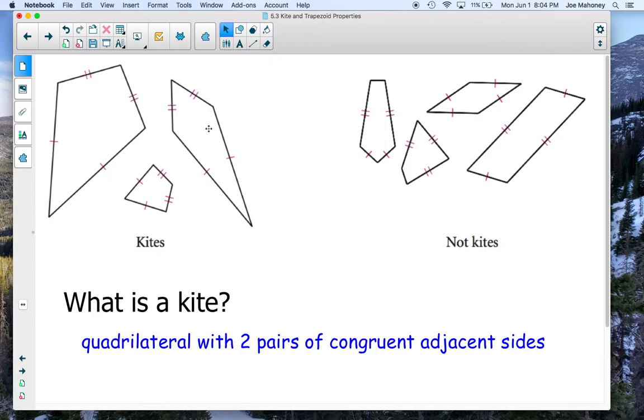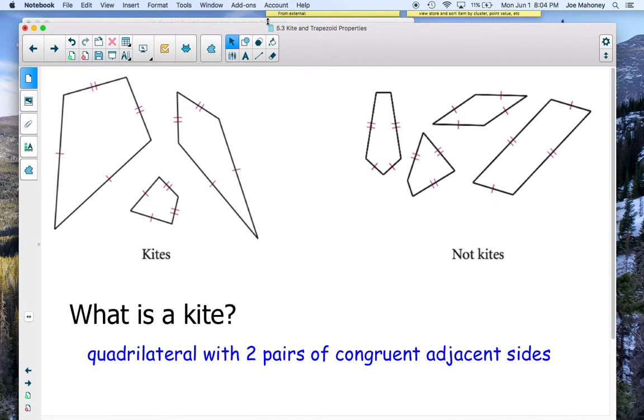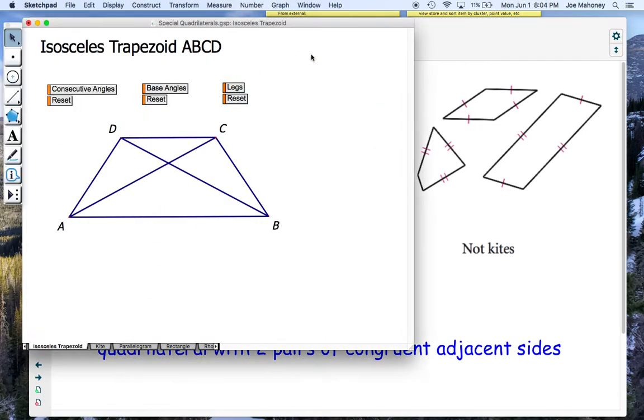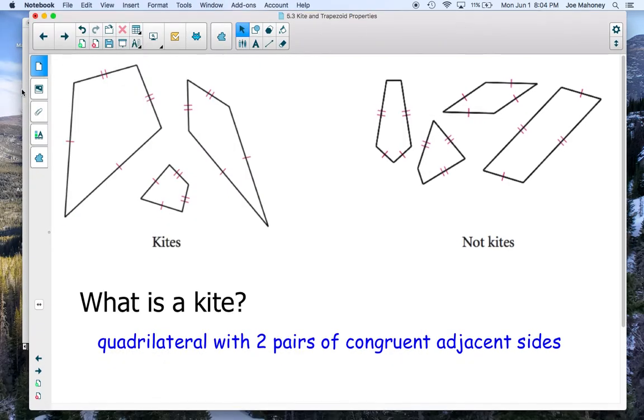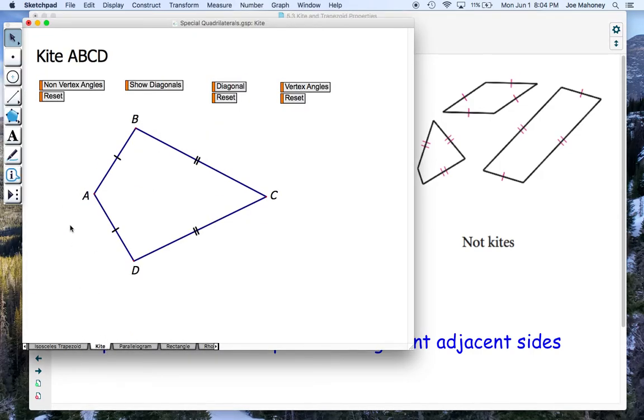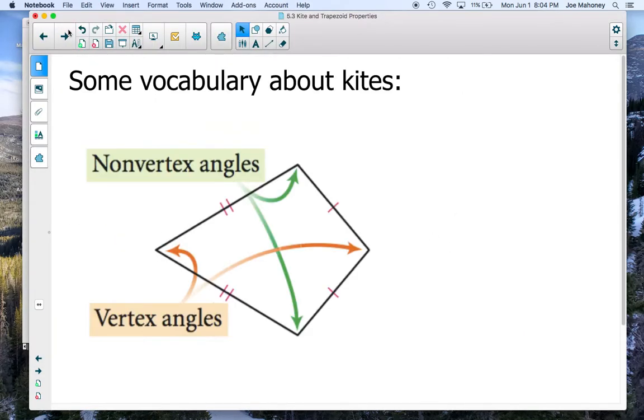Pretty darn cool. So let's go back to our Geometer's Sketchpad for a second. Here we go. And now we want to take a look at some kite properties, a bunch of things to do. First, we're going to... I can't go there yet. Hold on, I've got to give you some more vocabulary.